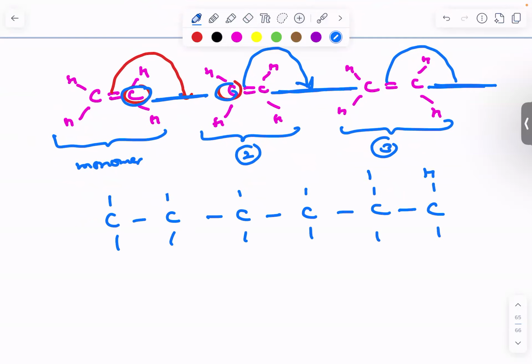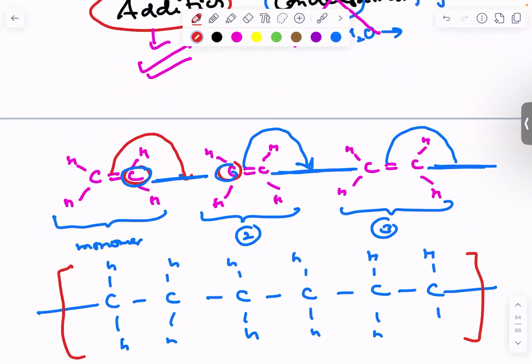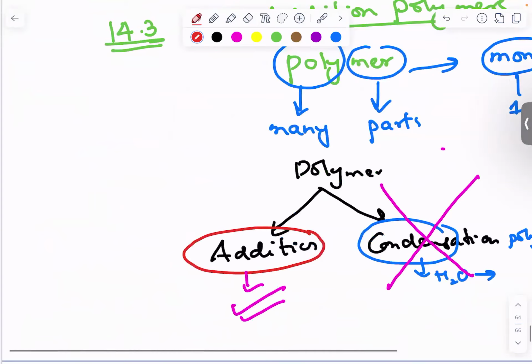And H, I am going to put all eight around, and this line from the terminal carbon atom would be longer like this. And then I'm going to make a bracket here. All right, this is called a polymer. Beta, sorry, this is the simplest polymer.